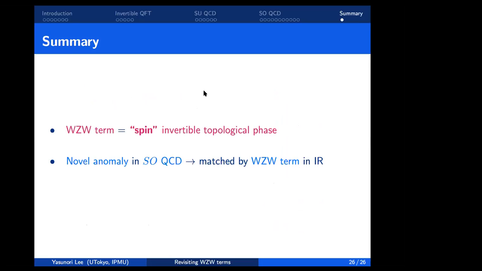So there are 2 claims I wanted to convey. One is that the Wess-Zumino-Witten term is actually a spin invertible QFT. It can be neatly described from modern Bordism point of view. The other is that there is novel anomaly in SO QCD, and it can be matched by Wess-Zumino-Witten term in a quite interesting way.